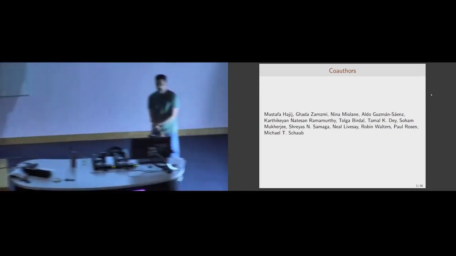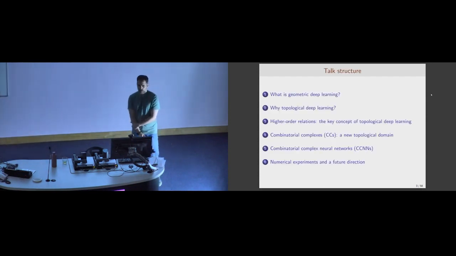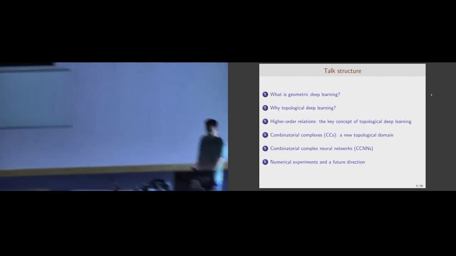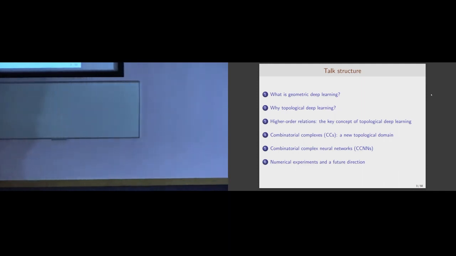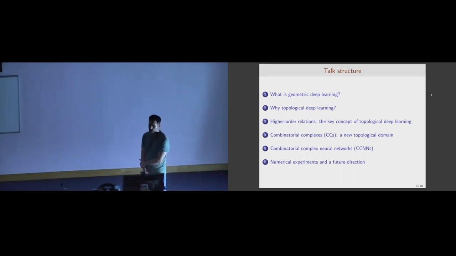You may recognize some names coming from different research backgrounds. So let me first give you the structure of my talk. I'm going first to explain what we mean by geometric and topological deep learning. And then I'm going to spend a good deal of time talking about higher order relations, which is a key concept for topological deep learning. So this third point in the list, higher order relations, is going to take up a good part of my time, and it will have a kind of lecture element, or better say review element.